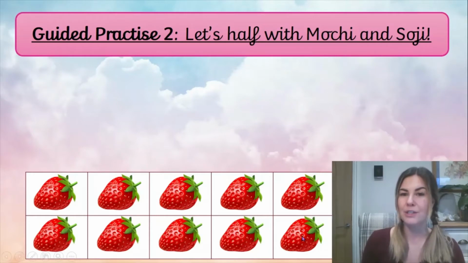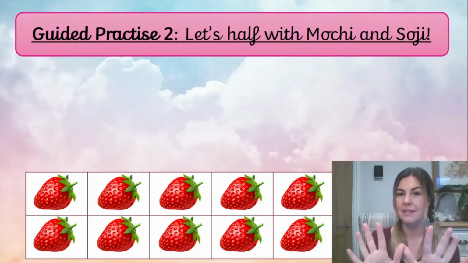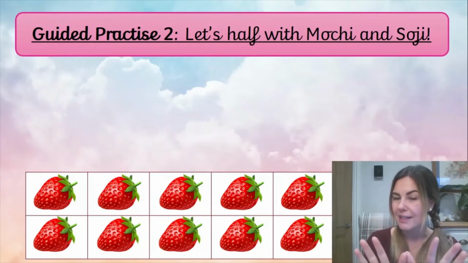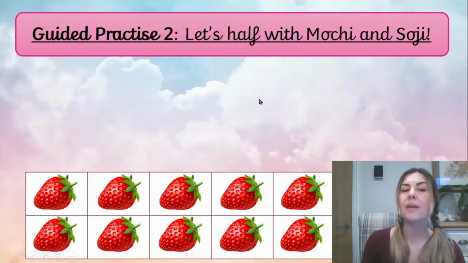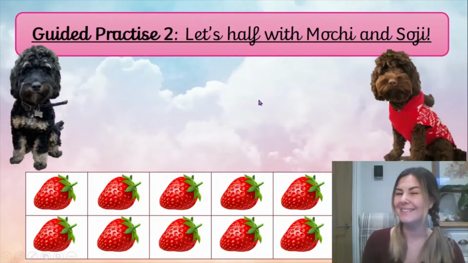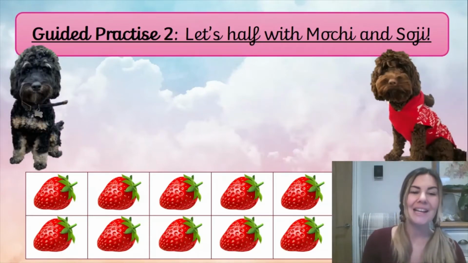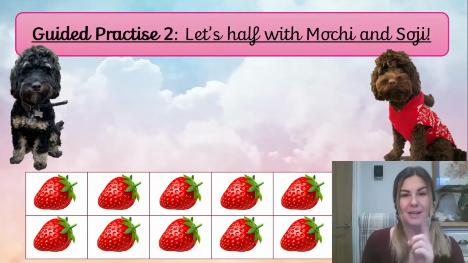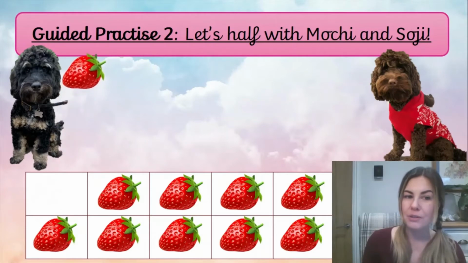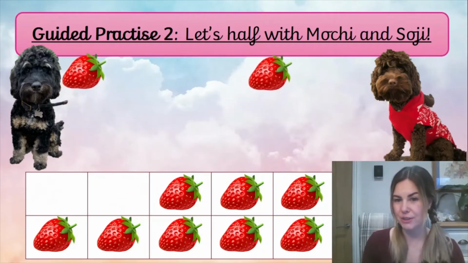Now Mochi and Soji are going to share the 10 strawberries. How many do you think they'll have each? Let's find out. Come on then, boys. There they are. And let's share them. Say it with me. Ready? 1 for Mochi, 1 for Soji.